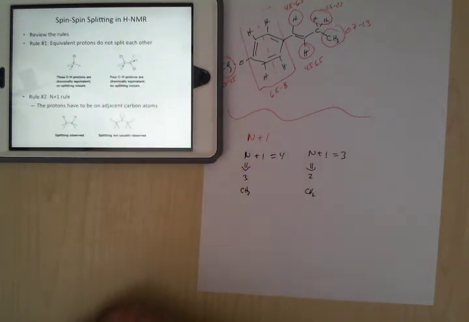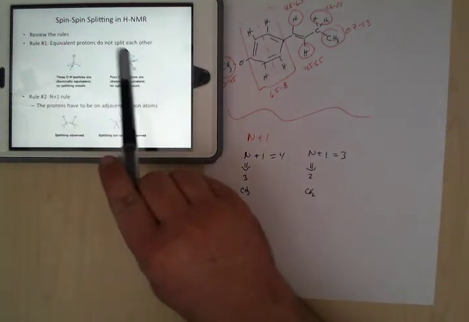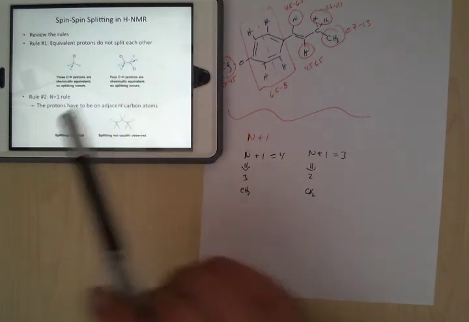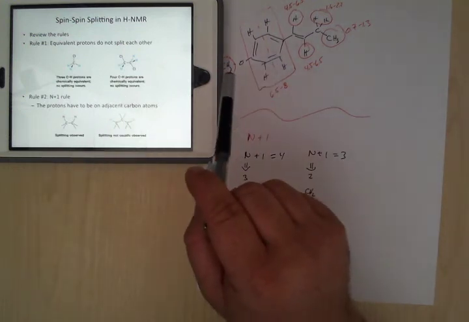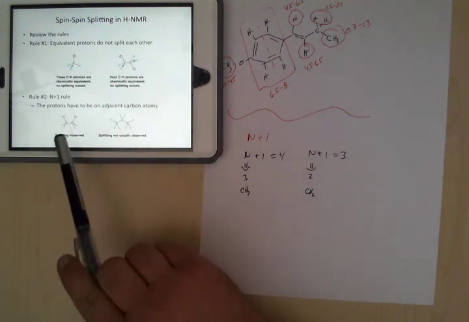So how do we know this? How do you know about splitting? Equivalent protons do not split each other. You're just looking at neighbors.